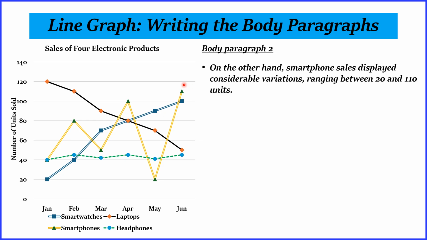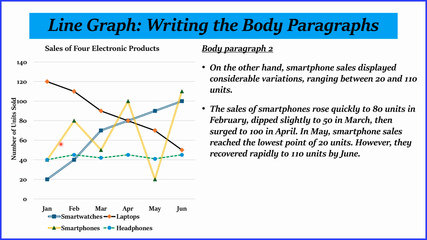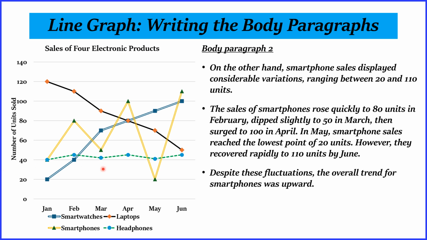Then we can describe specific changes like this. The sales of smartphones rose quickly to 80 units in February, dipped slightly to 50 in March, then surged to 100 in April. In May, smartphone sales reached the lowest point of 20 units. However, they recovered rapidly to 110 units by June. We can also mention a very important point, which is, despite these fluctuations, the overall trend for smartphones was upward.